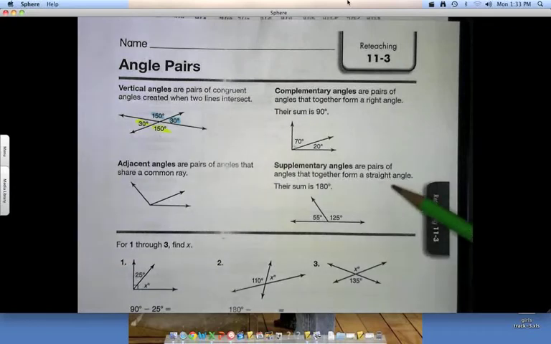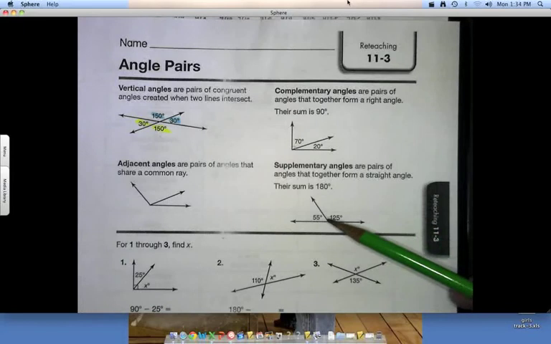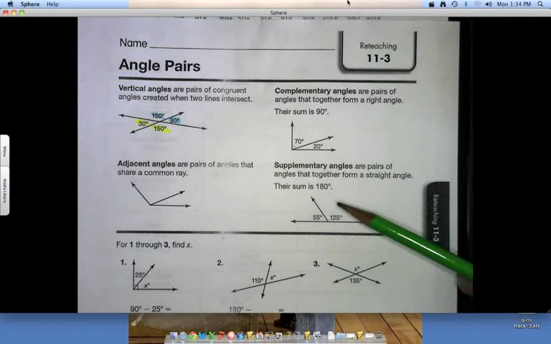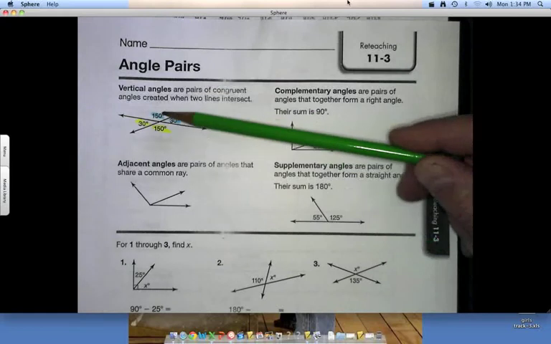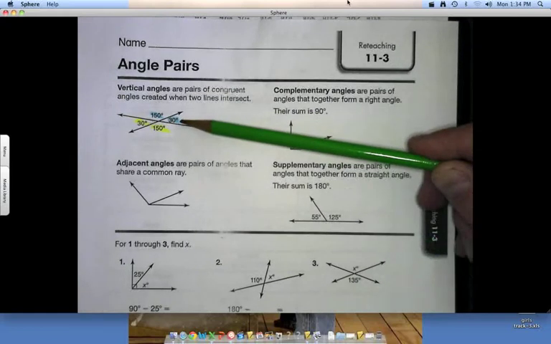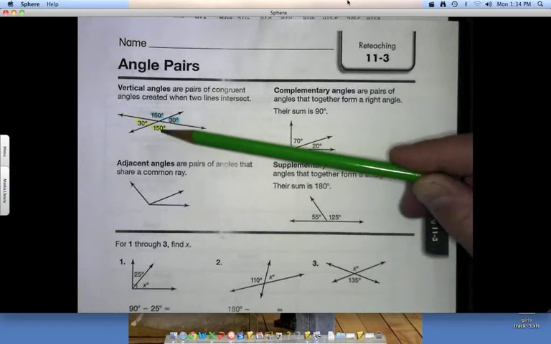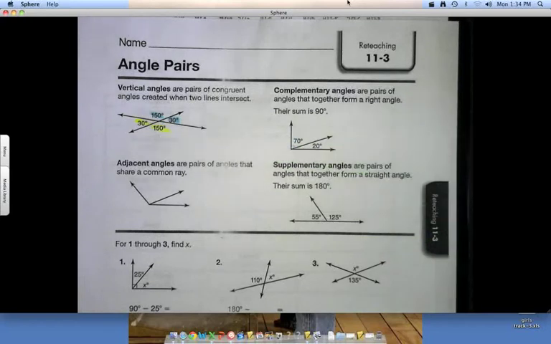Go ahead and jump to the one right below it. Supplementary angles are angles that together equal 180 degrees. So pairs of angles that together form a straight line. Their sum is 180 degrees. So here we have a 55-degree angle and a 125-degree angle. Together they equal 180 degrees, so those are supplementary angles. Going back to the very beginning one, this 150 and 30 are supplementary angles. And so is this 150 and 30. Those are supplementary angles because together they equal 180 degrees.